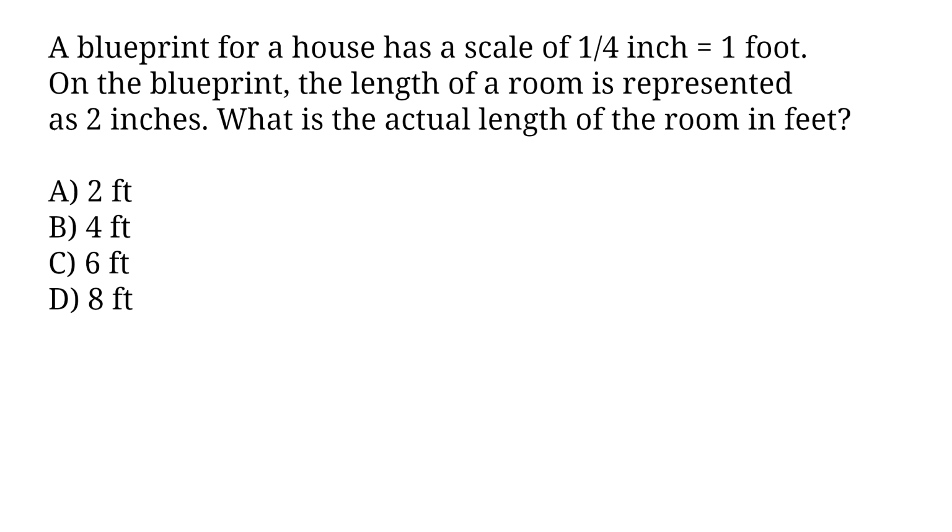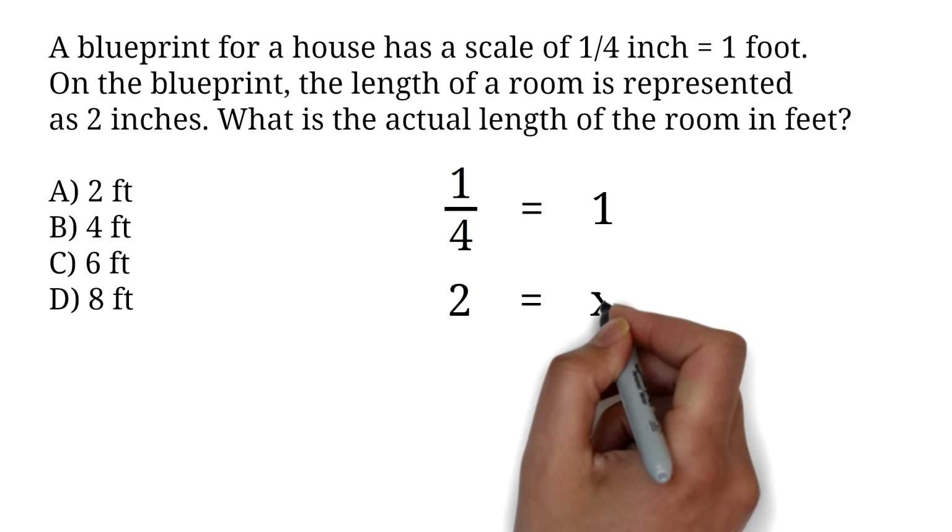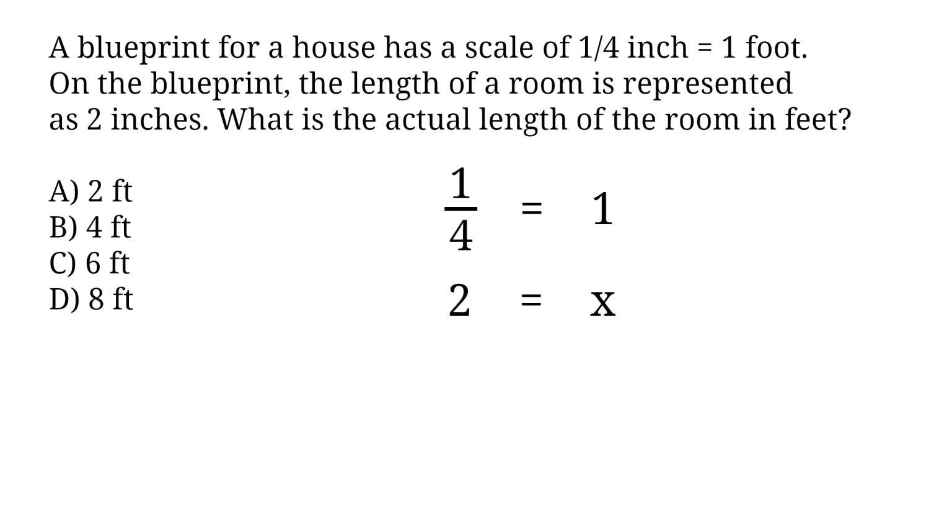This is a typical proportion question. To solve it, we must set up our proportion. We are told that 1/4 inch equals 1 foot. So 2 inches will be x feet. We are using x to represent the unknown value we are finding.